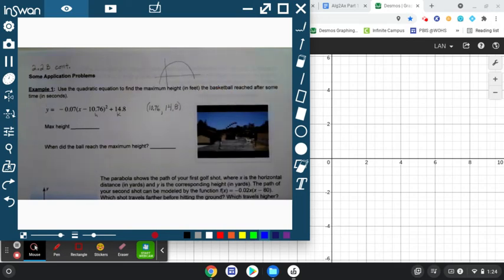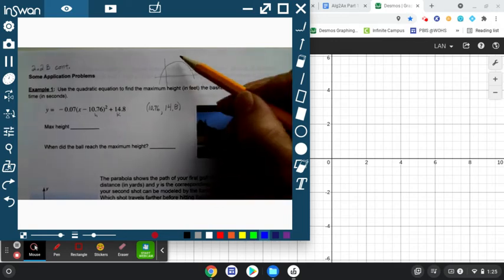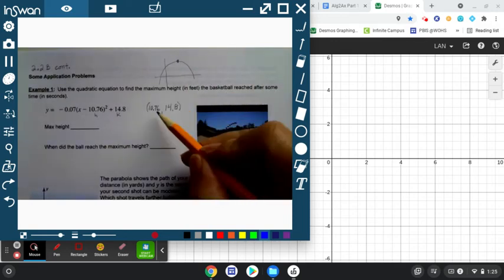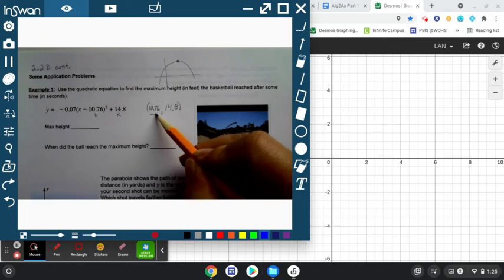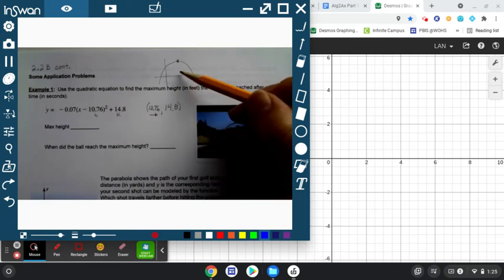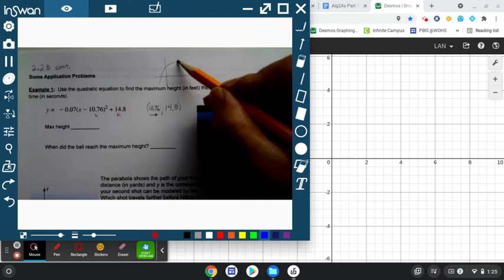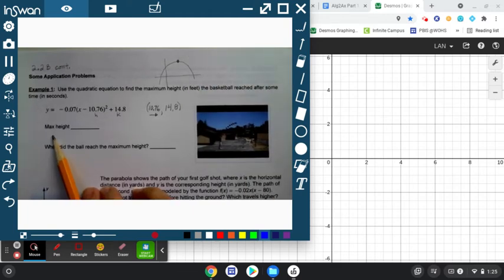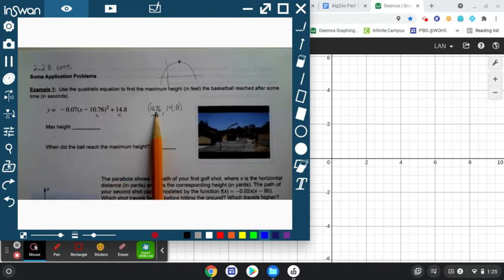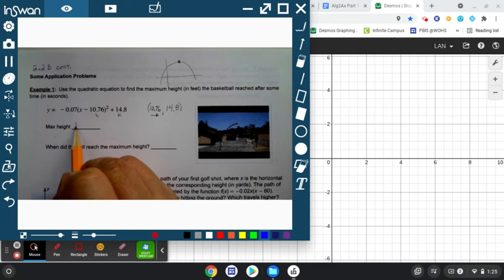Most of these story problems will always look like this. Okay, so they're saying that this maximum height here is in the x direction to the right, 10.76, and it's up, which is our y value, up 14.8. So to answer the question of maximum height, how high did it go? You want to think which of these numbers represent how high that maximum is. And how high is a y value? So that would be 14.8.